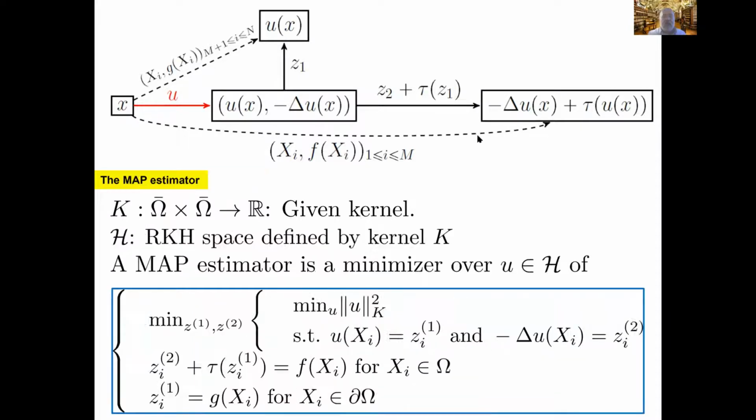Now, this MAP estimator can be identified as a minimizer of the following variational problem, where the quantity to be minimized is the RKHS norm of the function u defined by the kernel k, and the constraints are requiring u to satisfy the constraints imposed by the graph at the collocation points.